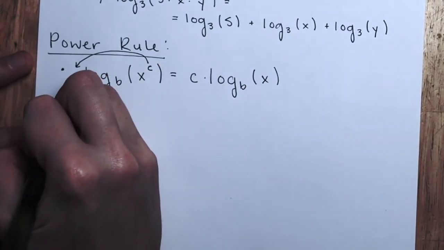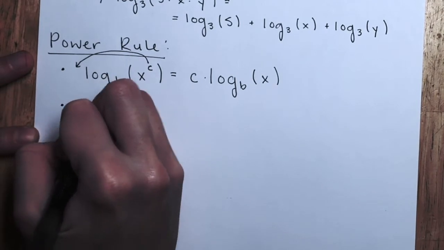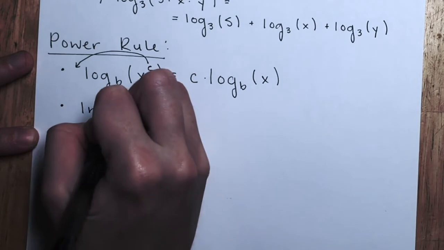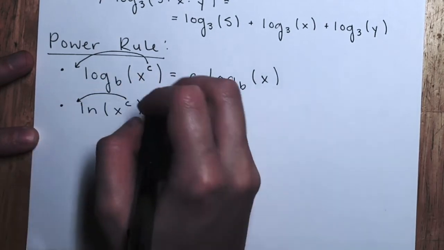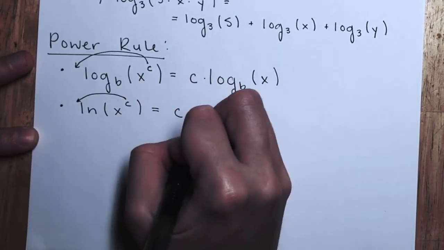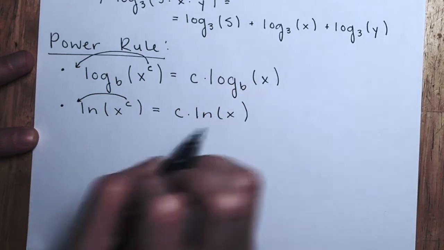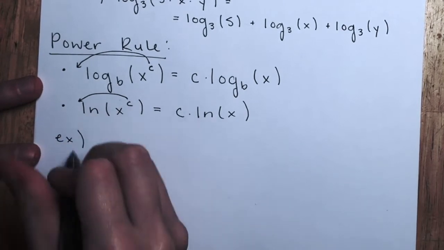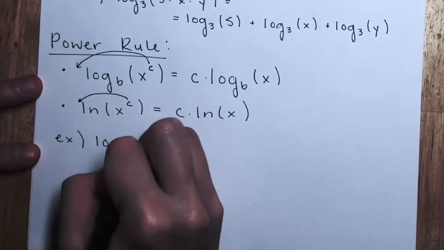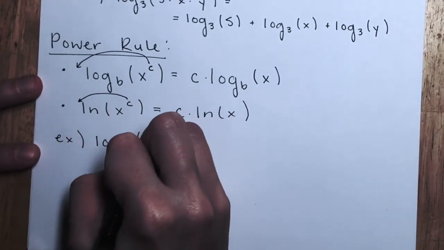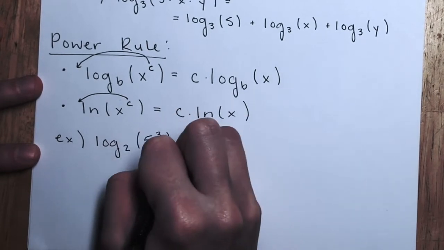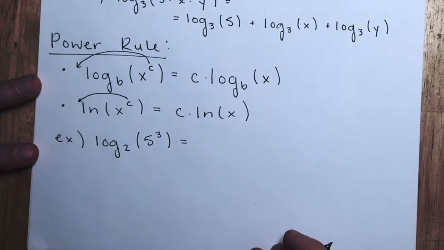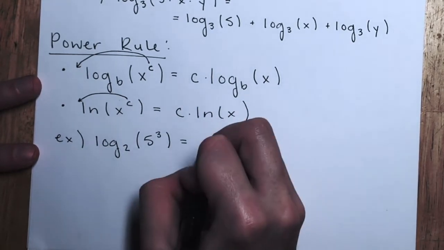So the analog for natural log, of course, is just going to look like this, right? This c comes out front. We have c times ln of x. So this is very simple. It just means that if we have something like log base 2 of 5 cubed, this power just comes right out front. Easy as that.